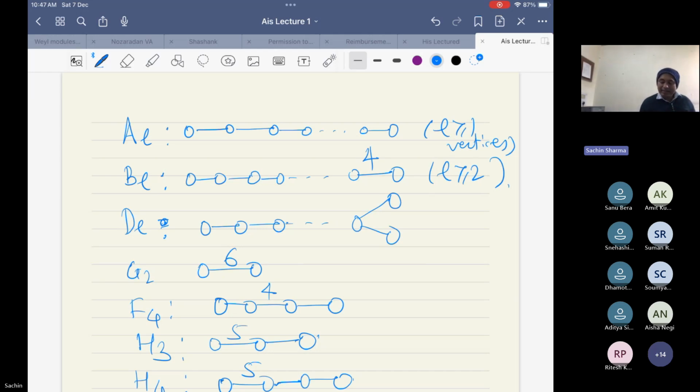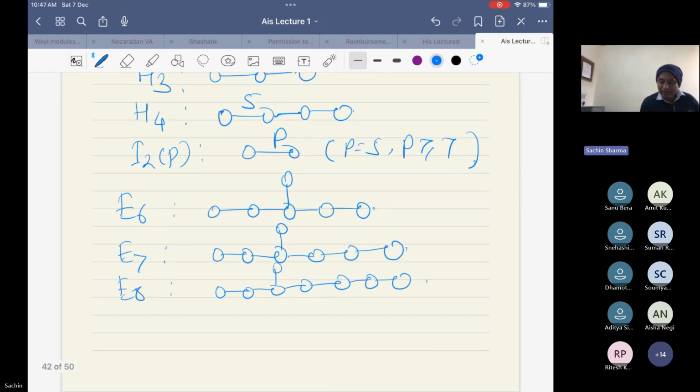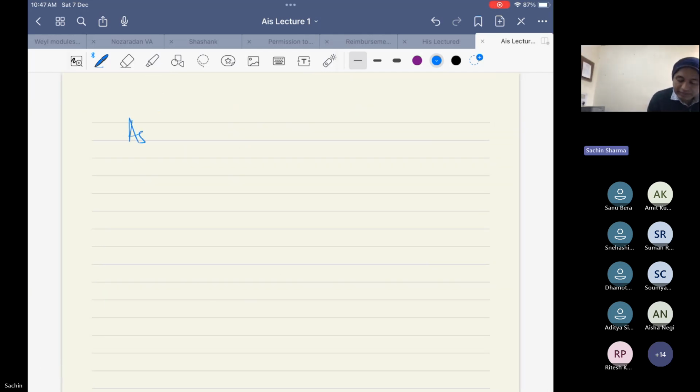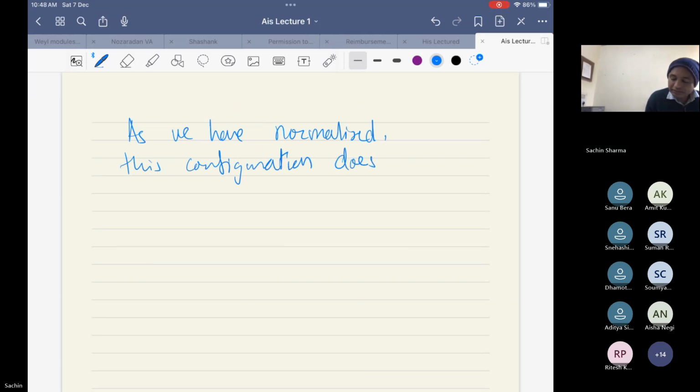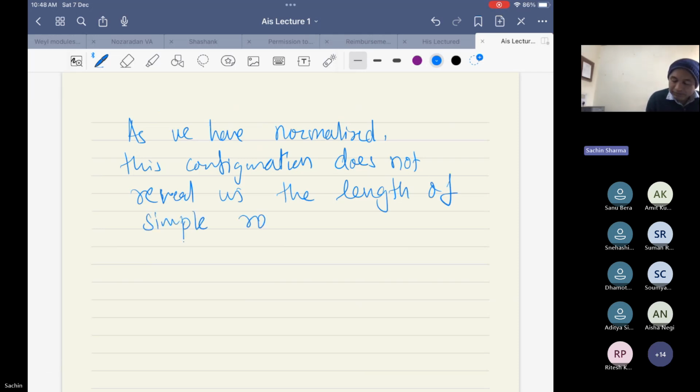So here is the thing. The difference is, as we have, this configuration does not reveal to us the length of the simple roots. And so how do we get this back?